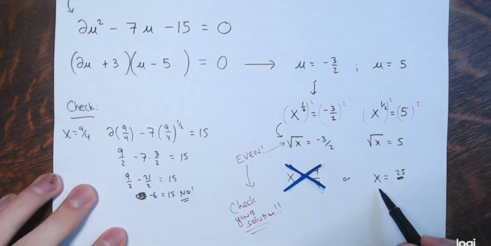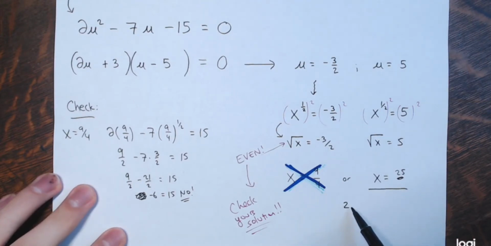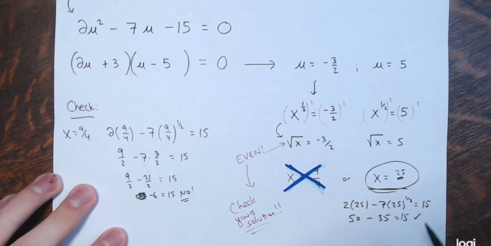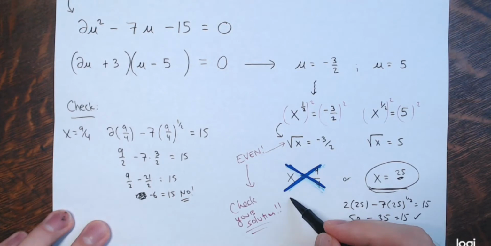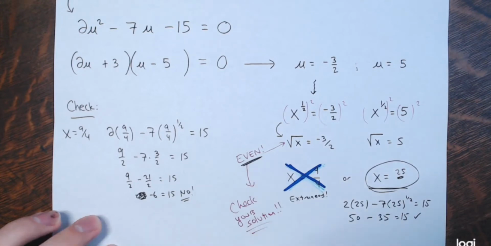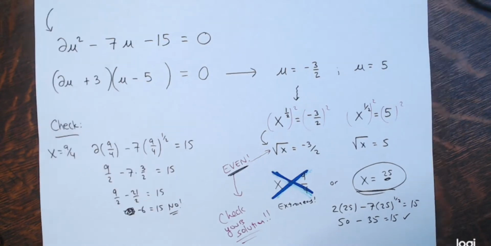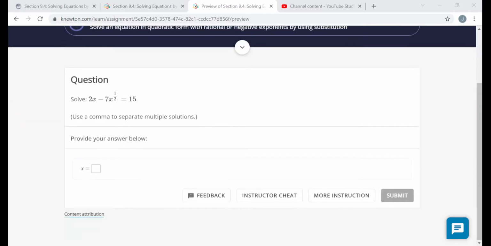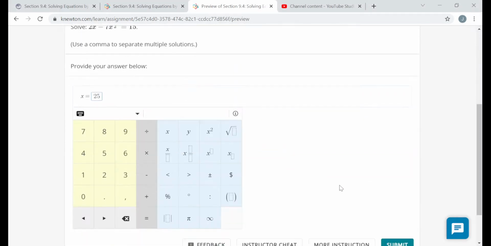But 25, let's check 25. 2 times 25 minus 7 times 25 to the half. Is that equal to 15? Well, this is 50 minus 35. Is that equal to 15? Absolutely. So 25 works, but 9/4 is extraneous. So just be careful with even roots, as you've always had to be careful with even roots. So going back to the assignment, the only one I'm entering, the only one that's any good, is 25, not 9/4.